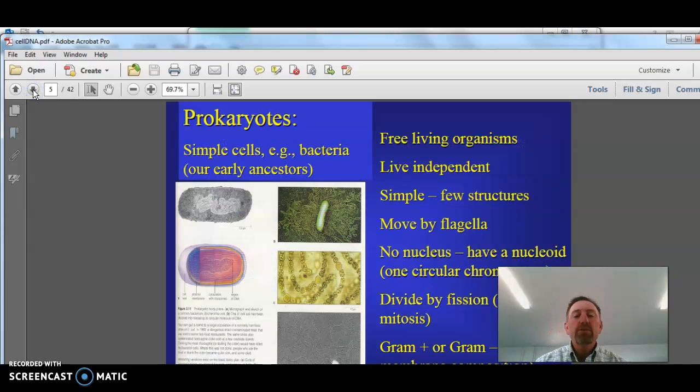These are free-living organisms. They live independently. So we can culture them, we can stain them. They usually are gram-negative, gram-positive. Once we get those results back, we can then identify the antibiotic that we have that will be the most effective.